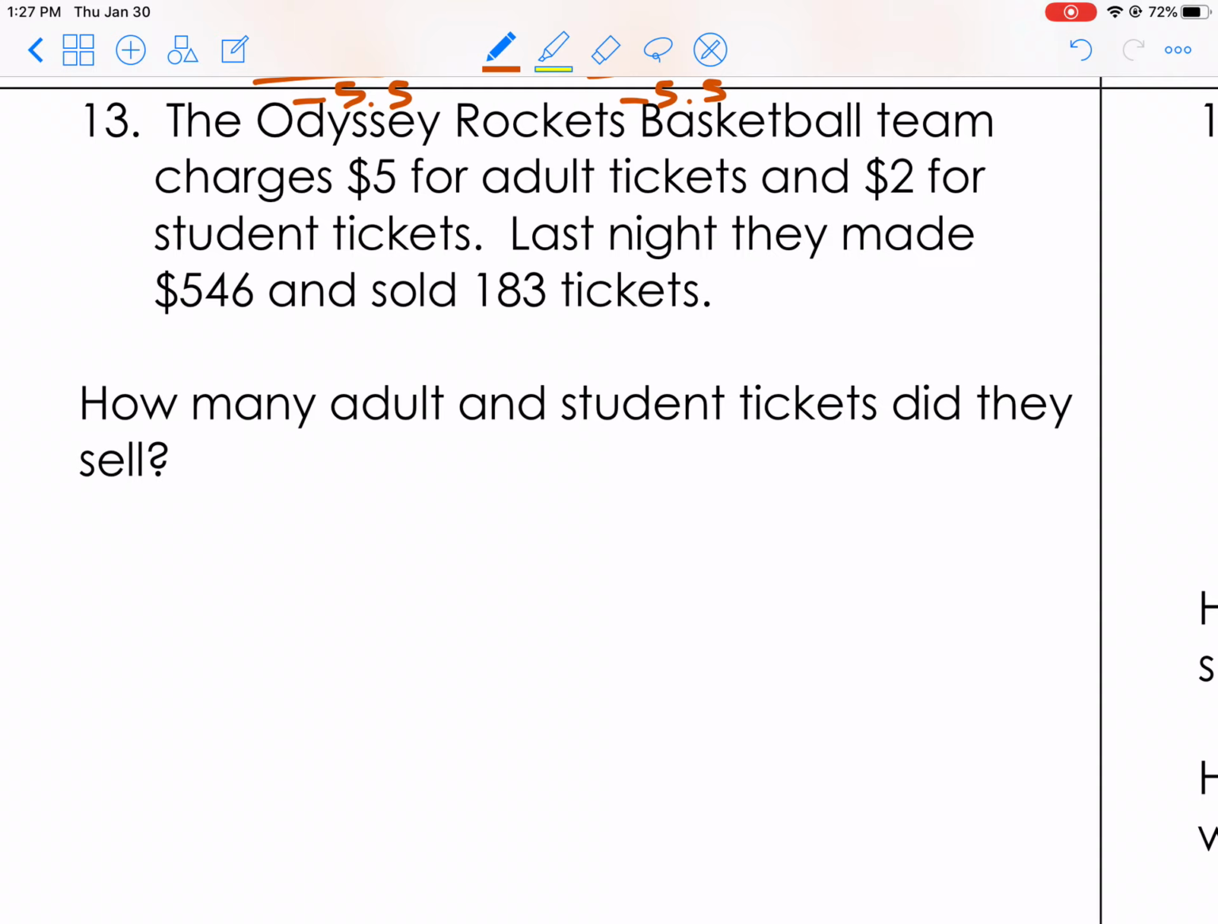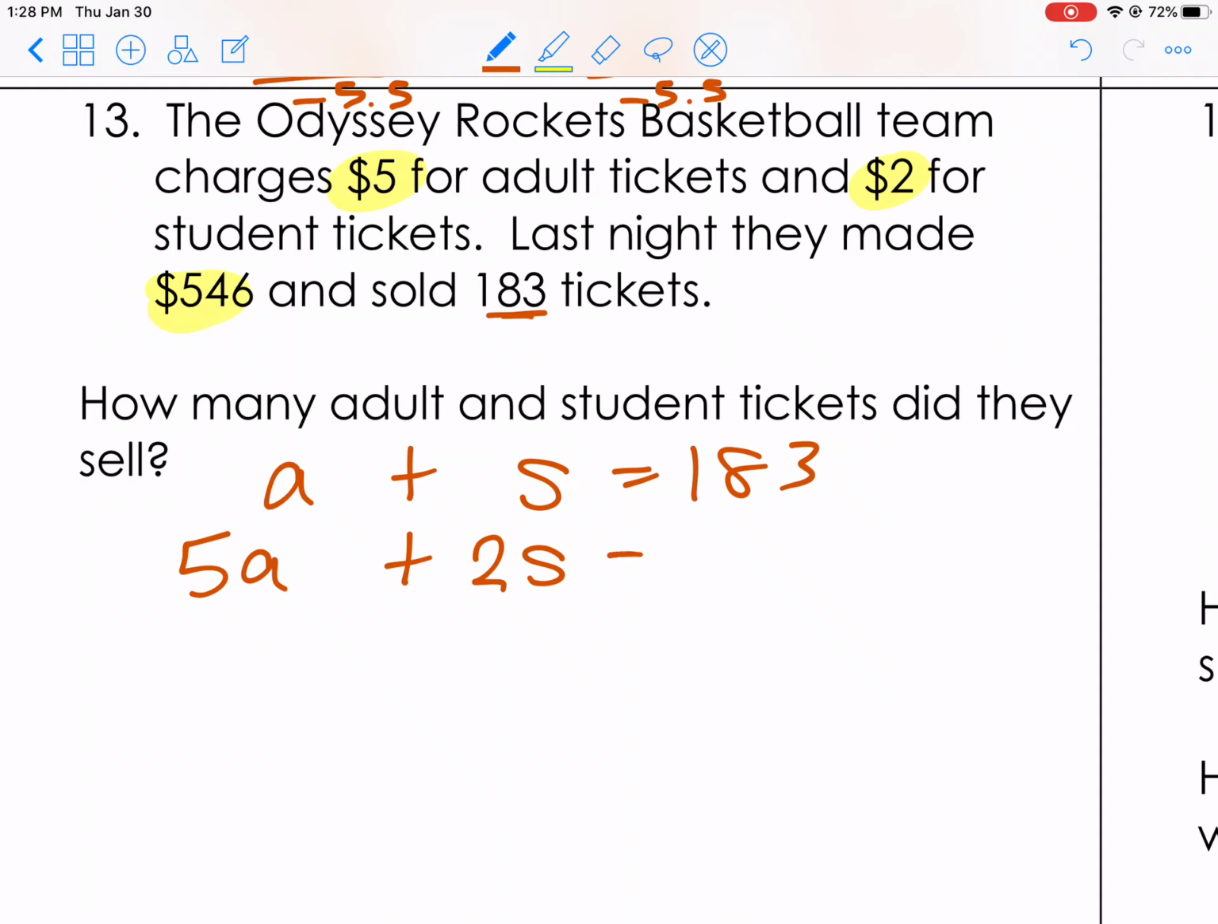I'm going to start with just the count. They have a total of 183, and they're talking about adult tickets and student tickets. Then we have one based on the value. So 5A plus 2S equals 546. You can use substitution or elimination here. Pick your favorite. I'm going to do elimination.